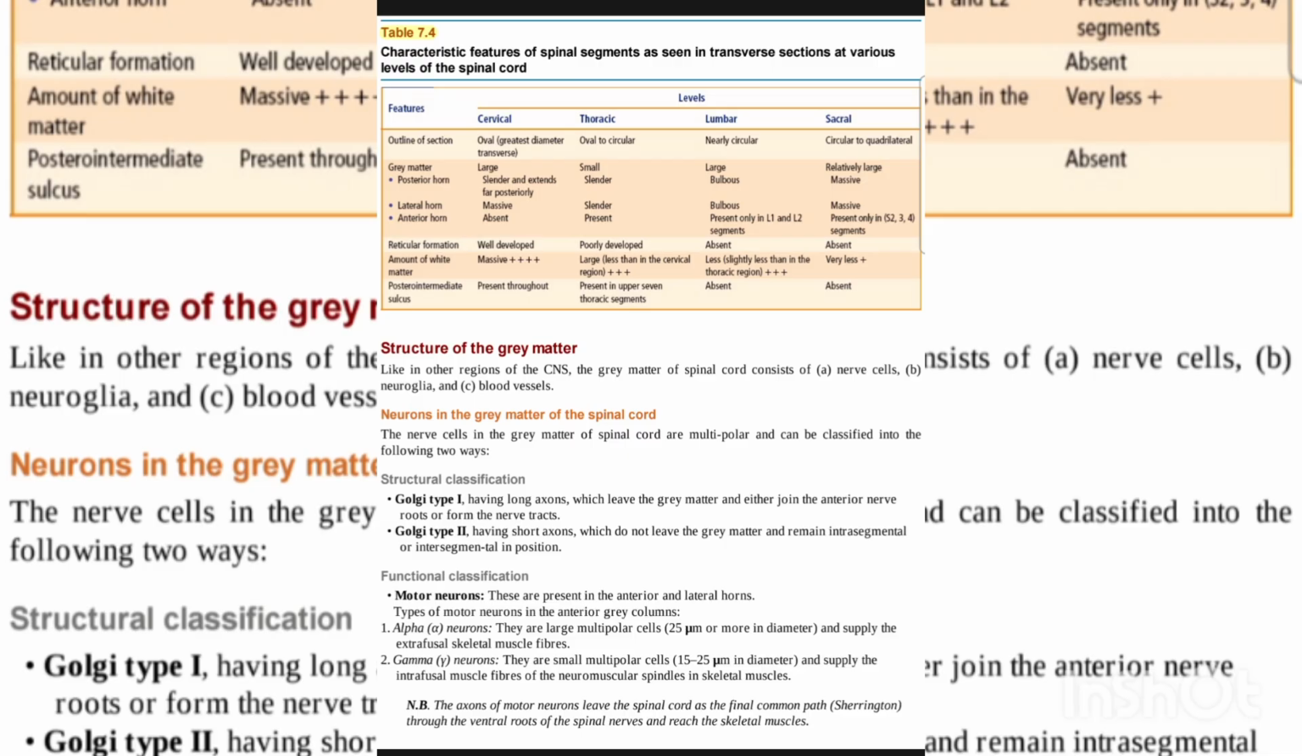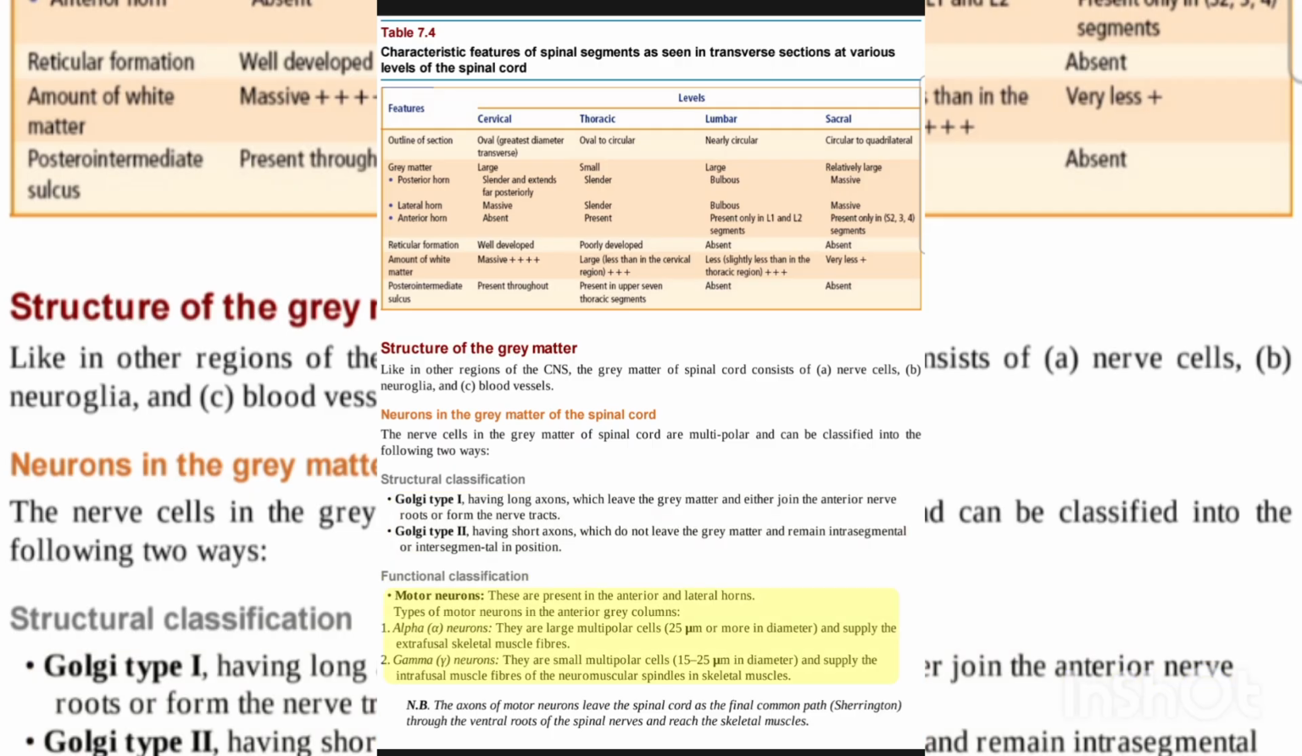Table 7.4. Structure of the gray matter. Like in other regions of the CNS, the gray matter of the spinal cord consists of a. nerve cells, b. neuroglia, and c. blood vessels. Neurons in the gray matter of the spinal cord. The nerve cells in the gray matter of the spinal cord are multipolar and can be classified in the following two ways. Structural classification. Golgi type 1, having long axons, which leave the gray matter and either join the anterior nerve roots or form the nerve tract. Golgi type 2, having short axons, which do not leave the gray matter and remain intrasegmental or intersegmental in position.